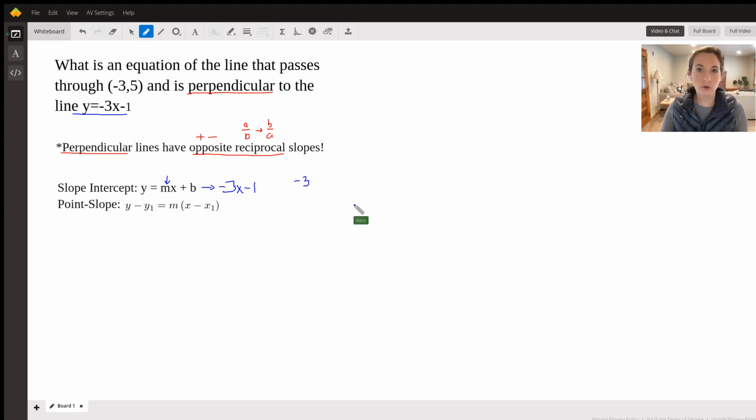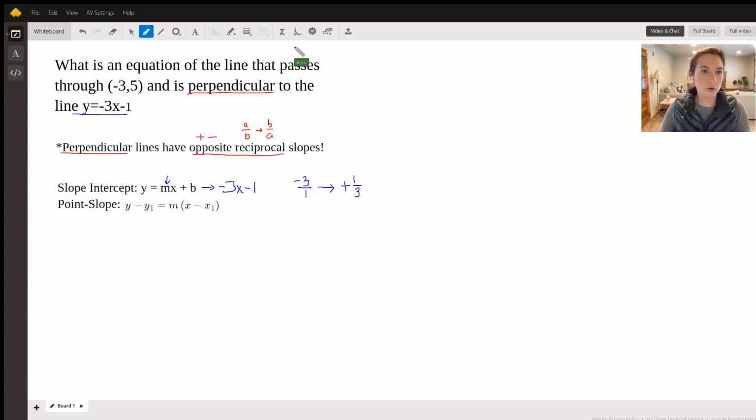Now, I need to also remember that -3 can be written as a fraction. So -3 is the same as -3 over 1. So when I do my perpendicular slope, I'm going to change it and do the opposite. So instead of negative, it is now positive. And then the reciprocal means I'm going to flip the fraction. So it would be positive 1/3. Okay. So my new slope is positive 1/3.